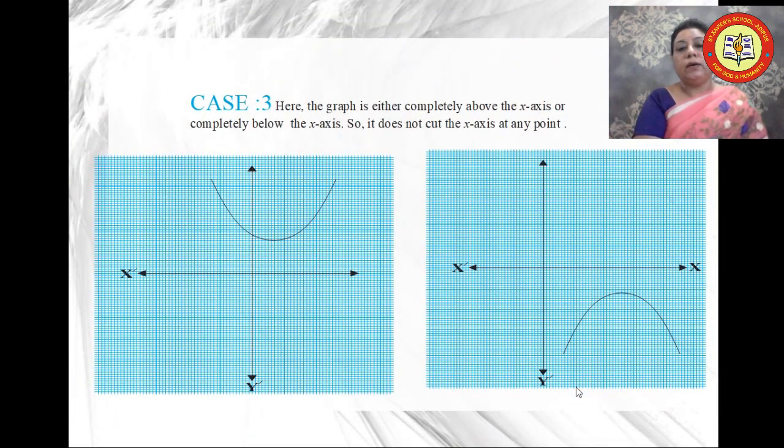Now you can see here in both the cases the graph is not intersecting the x-axis. It means a quadratic polynomial whose graph does not intersect the x-axis does not have any zeros.